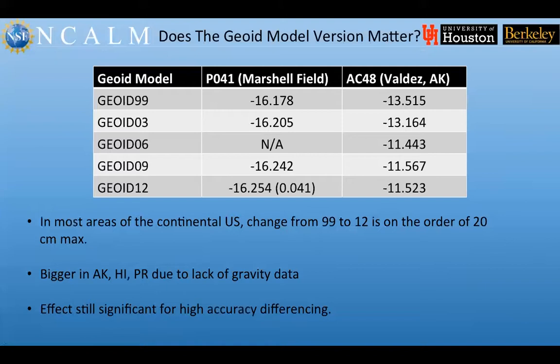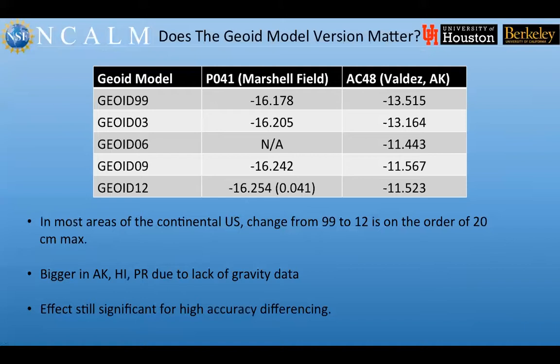The reason for this is the resolution of the geoid model is dependent upon gravity observations. Gravity observations tend to be in areas that are very easy to get equipment to. So Alaska is one that doesn't have a lot of data. Puerto Rico does not either. So the effect is still significant for high accuracy differencing. Even if the geoid model gets you close, there could still be a small bias in your result if you haven't applied the right model.